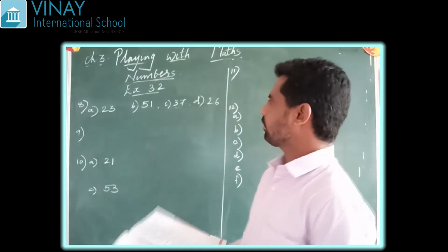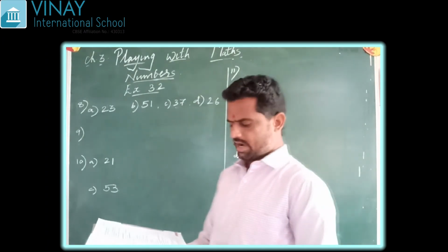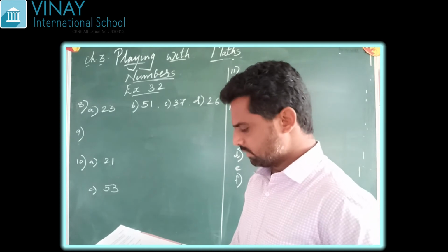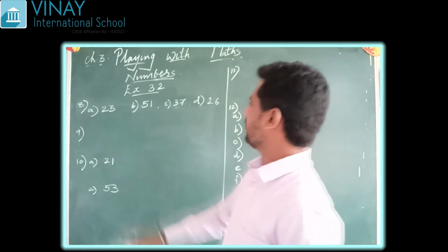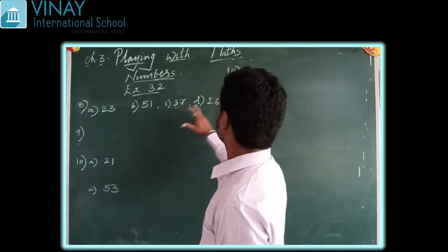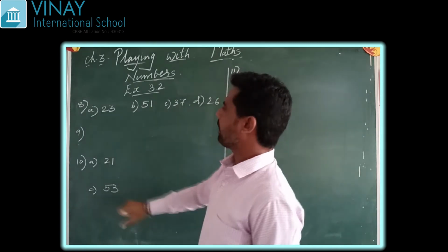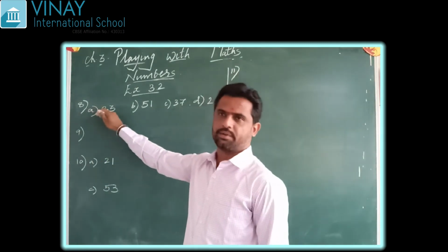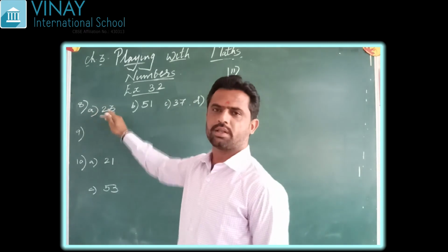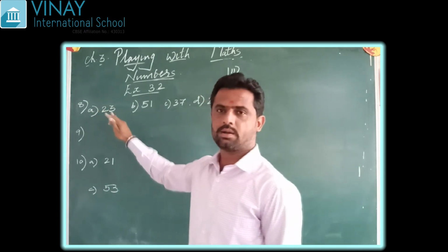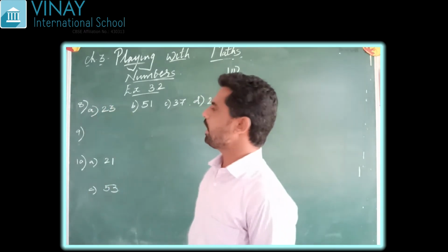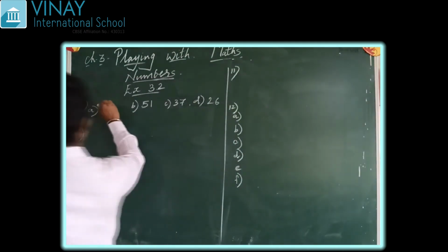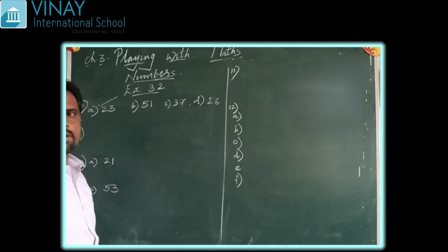Now let us see question number 8. Question number 8 is: which of the following numbers are prime? The numbers are given, and we have to find out which of these are prime. First number is 23. We know that the factors of 23 are 1 and 23, meaning it has only two factors. So this is your prime number.